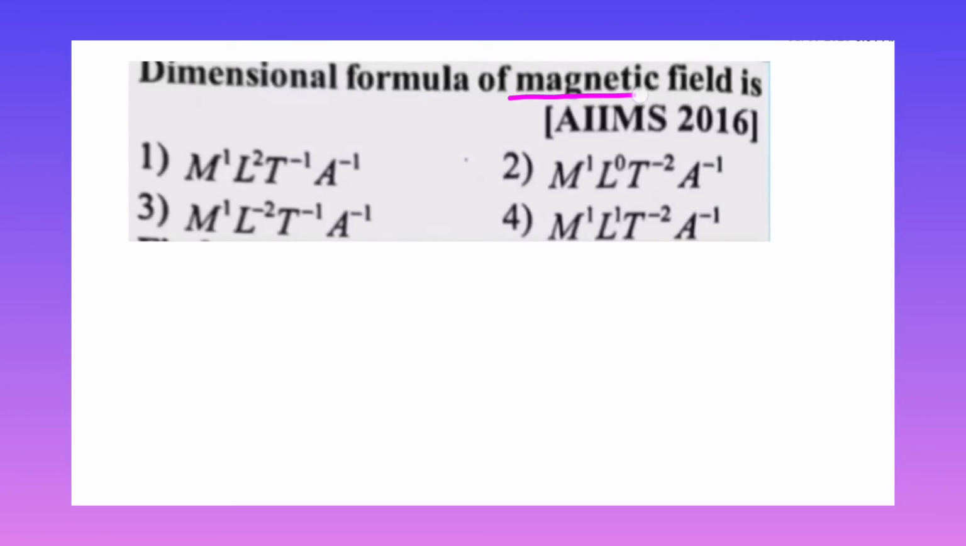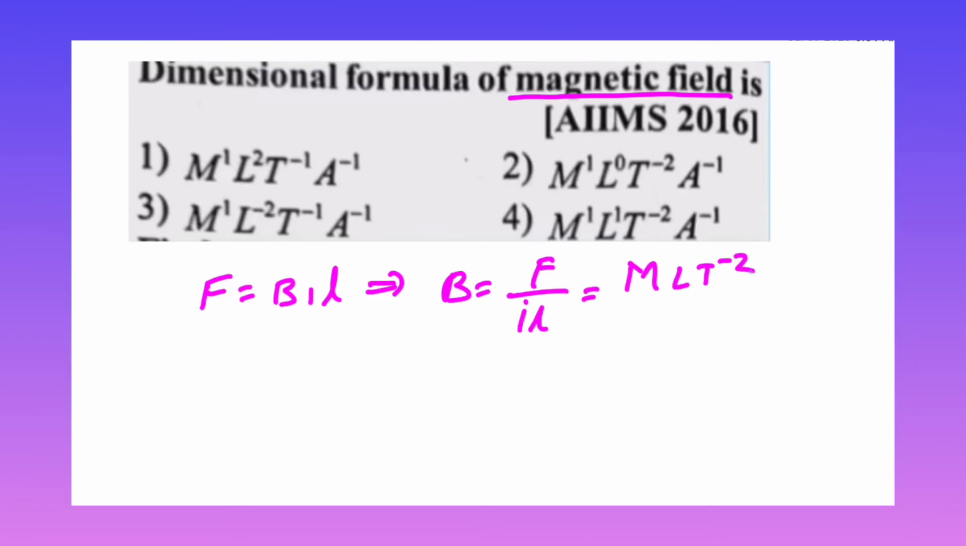How to find out the dimensional formula for magnetic field? The simple method to find the dimensions of magnetic field is to use this formula: F is equal to BIL. This implies that B is equal to F by IL. F means mass into acceleration, that is MLT power minus 2. I means current, which is represented with ampere A. Length means L here, so L and L get cancelled. The dimensional formula for B is going to be M L power 0, T power minus 2, A power minus 1. That's it.